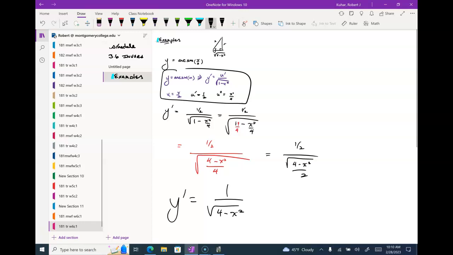And Brian was asking this before. Brian was asking, oh, I have a radical downstairs. Don't I have to rationalize it? No. Not anymore. And if I do rationalize it, anybody rationalize that in your head? Square root of 4 minus x squared over 4 minus x squared. You see how many more pen strokes there are? How many more characters there are? So no, we don't do it.